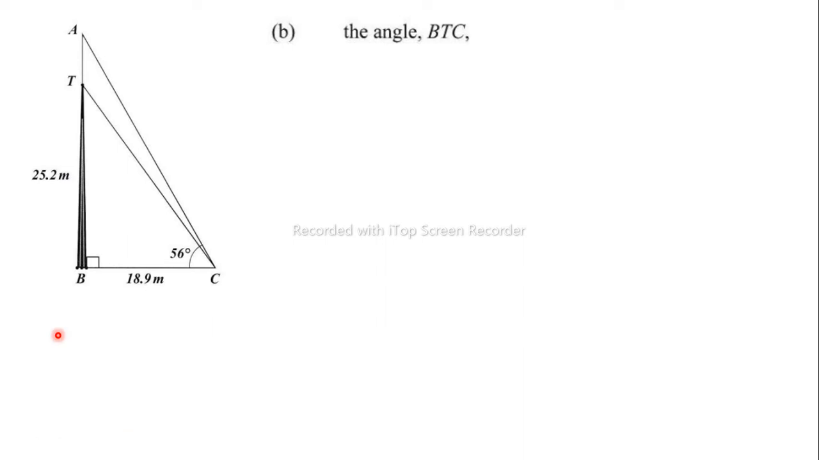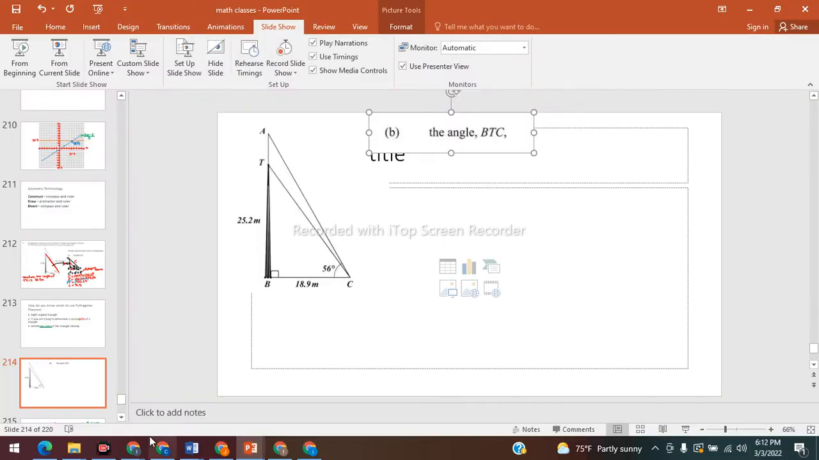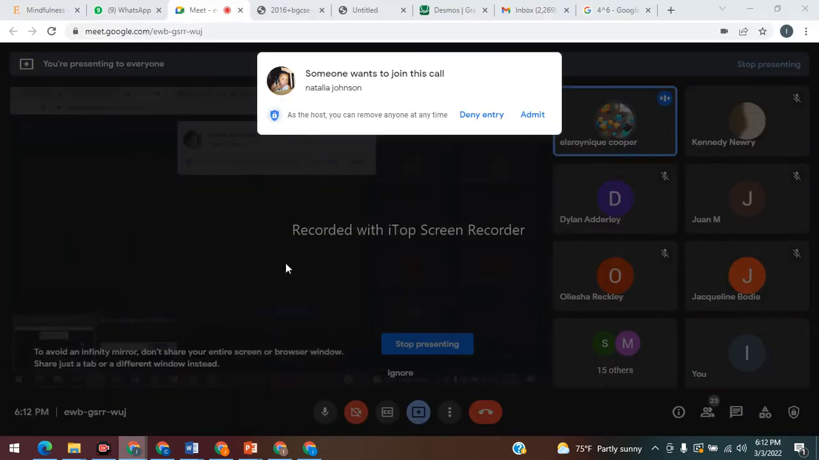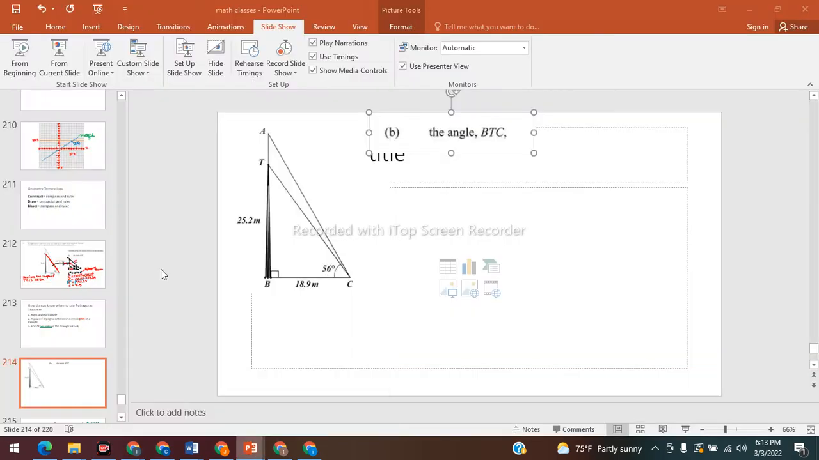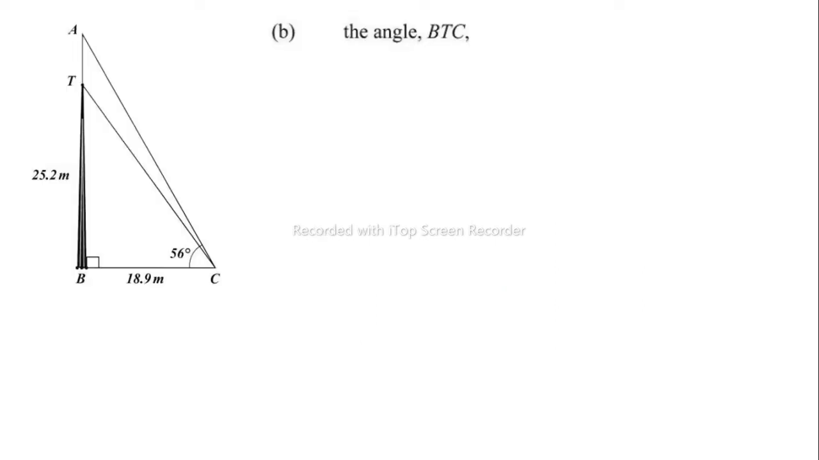Okay, so we want the angle BTC. Now, can we use Pythagoras theorem? No, sir. Why? Because you're trying to find the angle. Why? Can we use Pythagoras theorem for this?